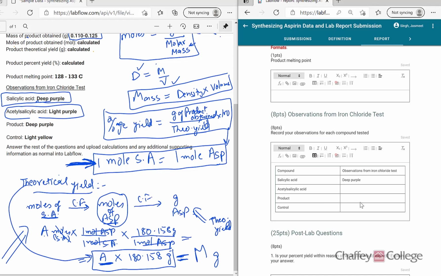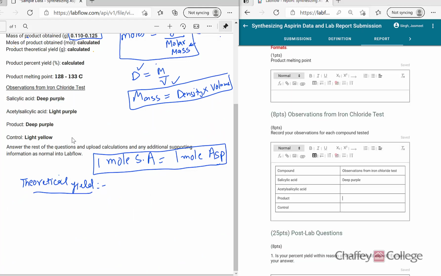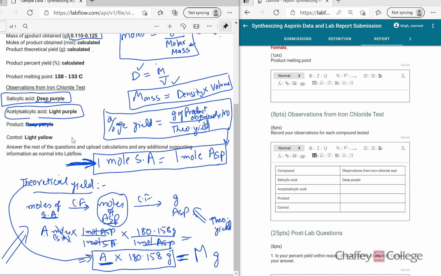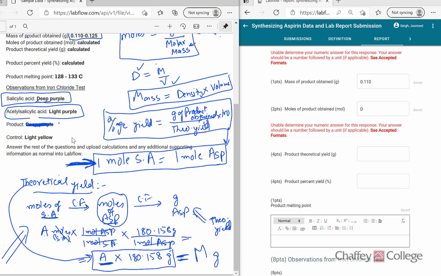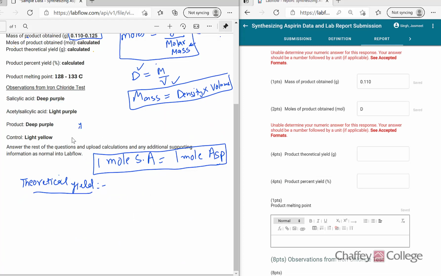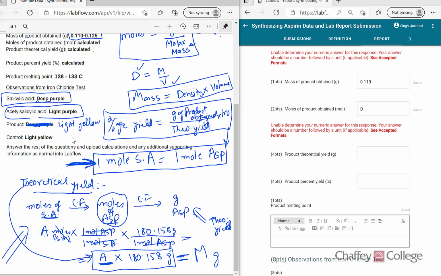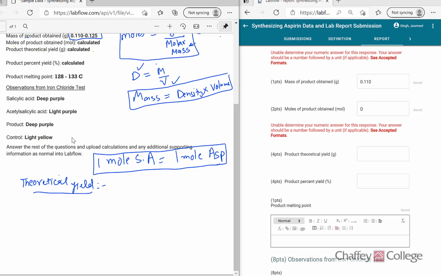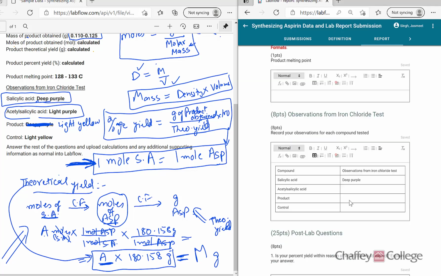Now the mistake here is that for the product, as we discussed, if the reaction is 100% complete, there should be no phenol group. No phenol group means the color should not change. It should stay light yellow. But instead here it says deep purple, so I would like you to cross this out. Don't use deep purple; use light yellow. Light yellow means no reaction. The product should not give any reaction because there is no phenol group, so you should write light yellow, which should be the same as the control color.